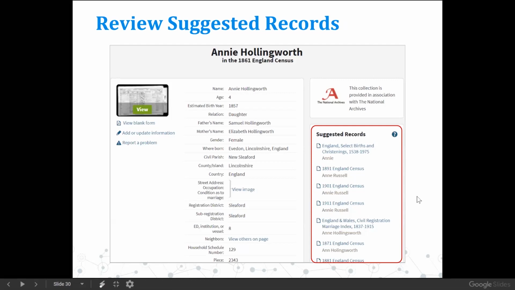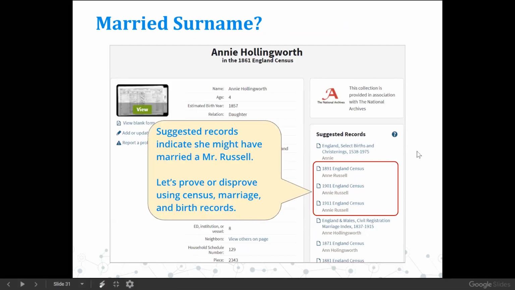So what do you notice about these record hints? As you look at this, do you see anything that might give us a hint about whether Annie married and who she married? If you said, yes, I see some hints for an Ann Russell, that's what I noticed as well. So right now we've got a theory at least that Anne may have married a Mr. Russell. So with that as a hint, let's move forward in this research walkthrough to prove or disprove that theory.